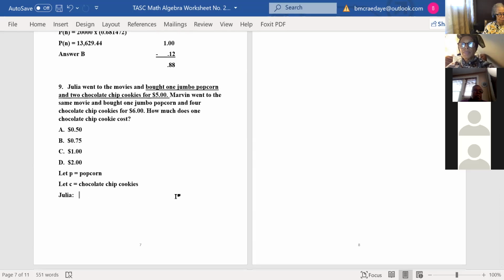Well, now we've got P for the popcorn first and C for chocolate chip cookies. Use P for popcorn, use C for chocolate chip cookies. Tell me the equation for Julia.